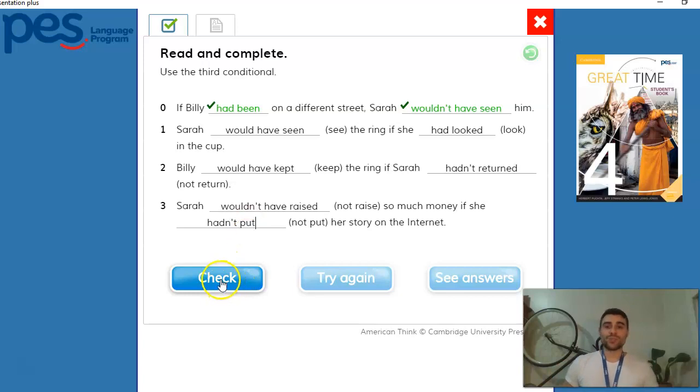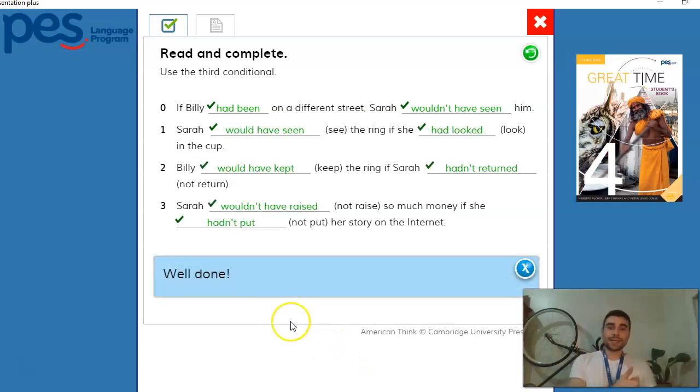Let's check our answers. Well done, guys. Was it too difficult? My tip here to work with the third conditional is always to try to make these questions like I was making just before while completing the exercise. For example, number 0, right? If Billy had been on a different street, was Billy on a different street? No, he wasn't. He was on that specific street. Sarah wouldn't have seen him. This is the consequence.